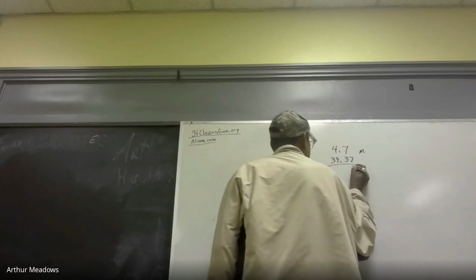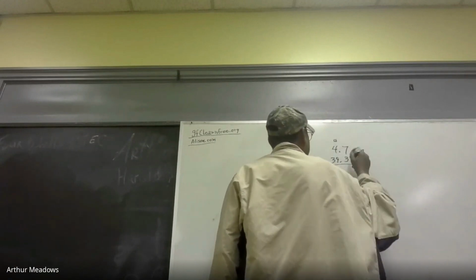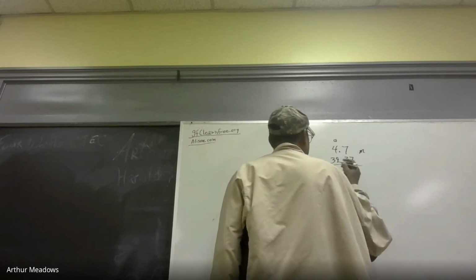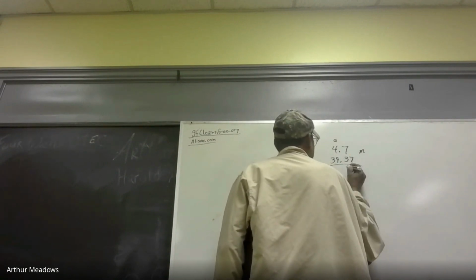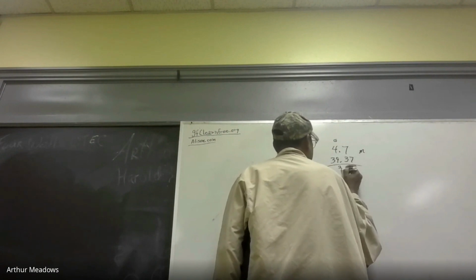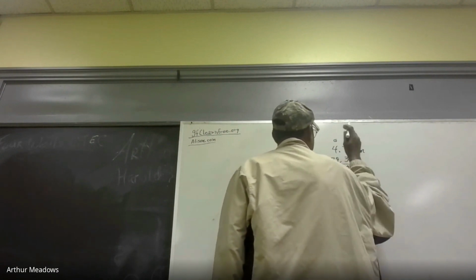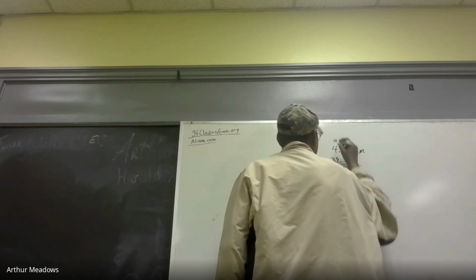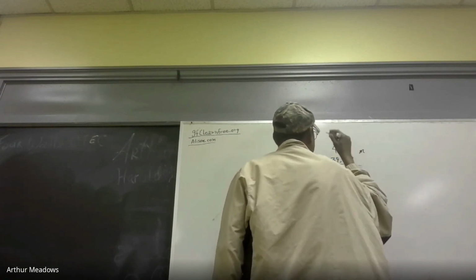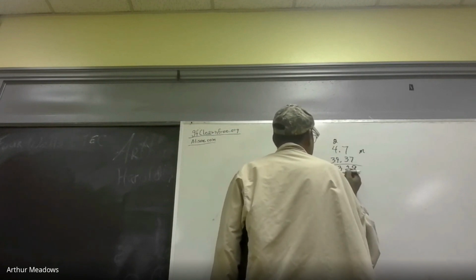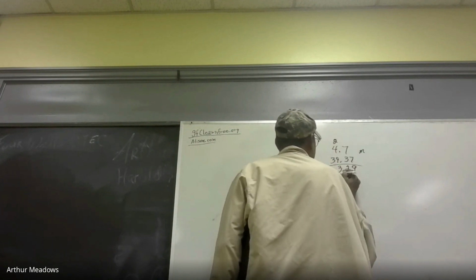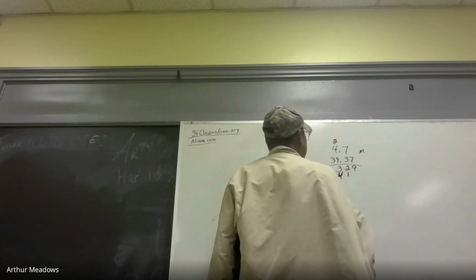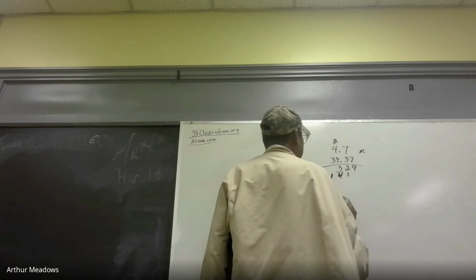7 times 7, 49. 7 times 4, 28. 32, right? 32. Okay. 3 times 7, 21. That gives me 2 over there. 3 times 4, 12, and 2, 14. Okay. 9 times 7.